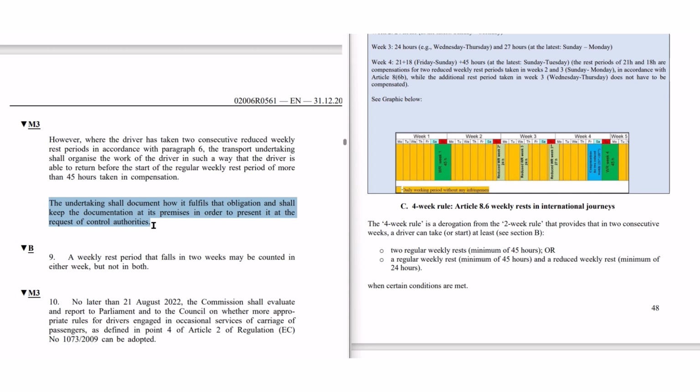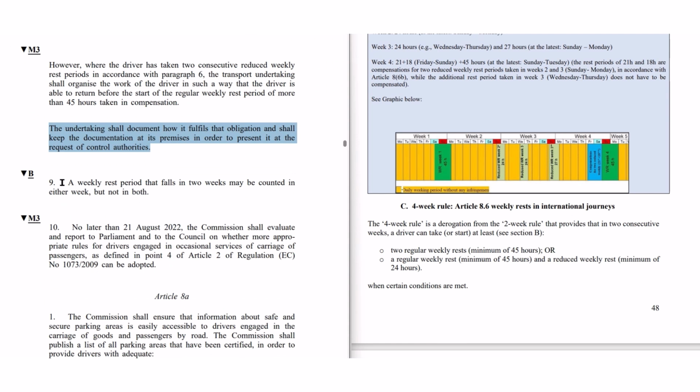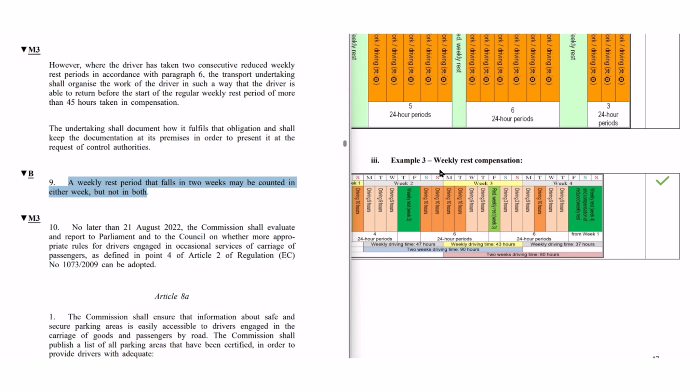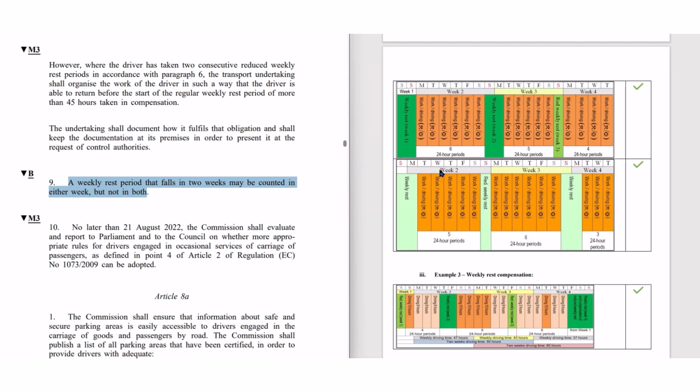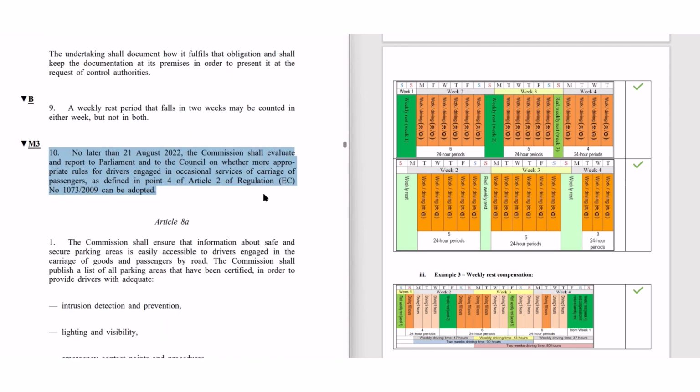The next one is an important clarification from Article 8. A weekly rest period split across 2 weeks can only be counted toward one of those weeks, not both. For example, a 45-hour rest that starts on Saturday and ends on Monday can count for either week 1 or week 2, but not both. Finally, the last sentence of Article 8 gives a mandate to the Commission to assess and report to the Parliament and Council on whether more suitable rules for passenger transport should be adopted.